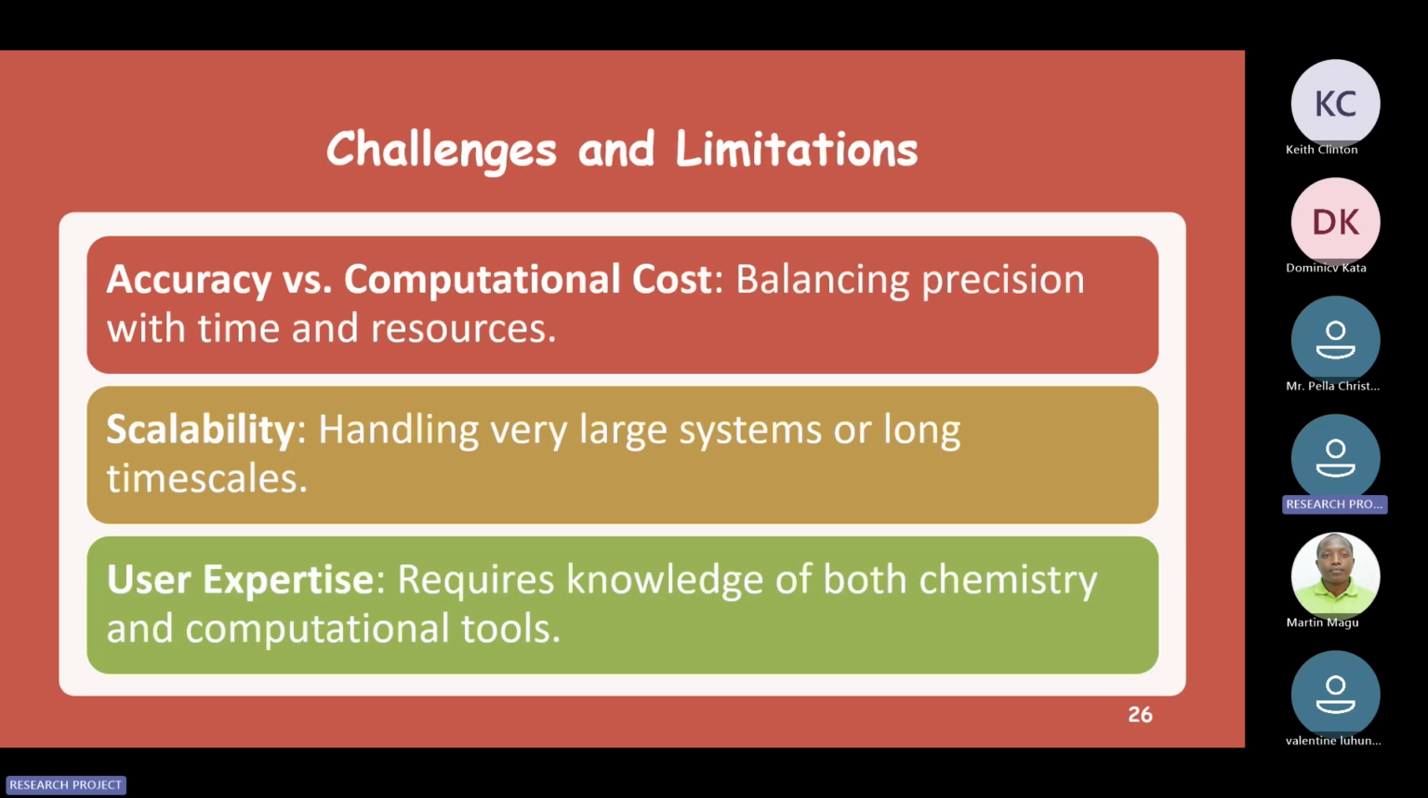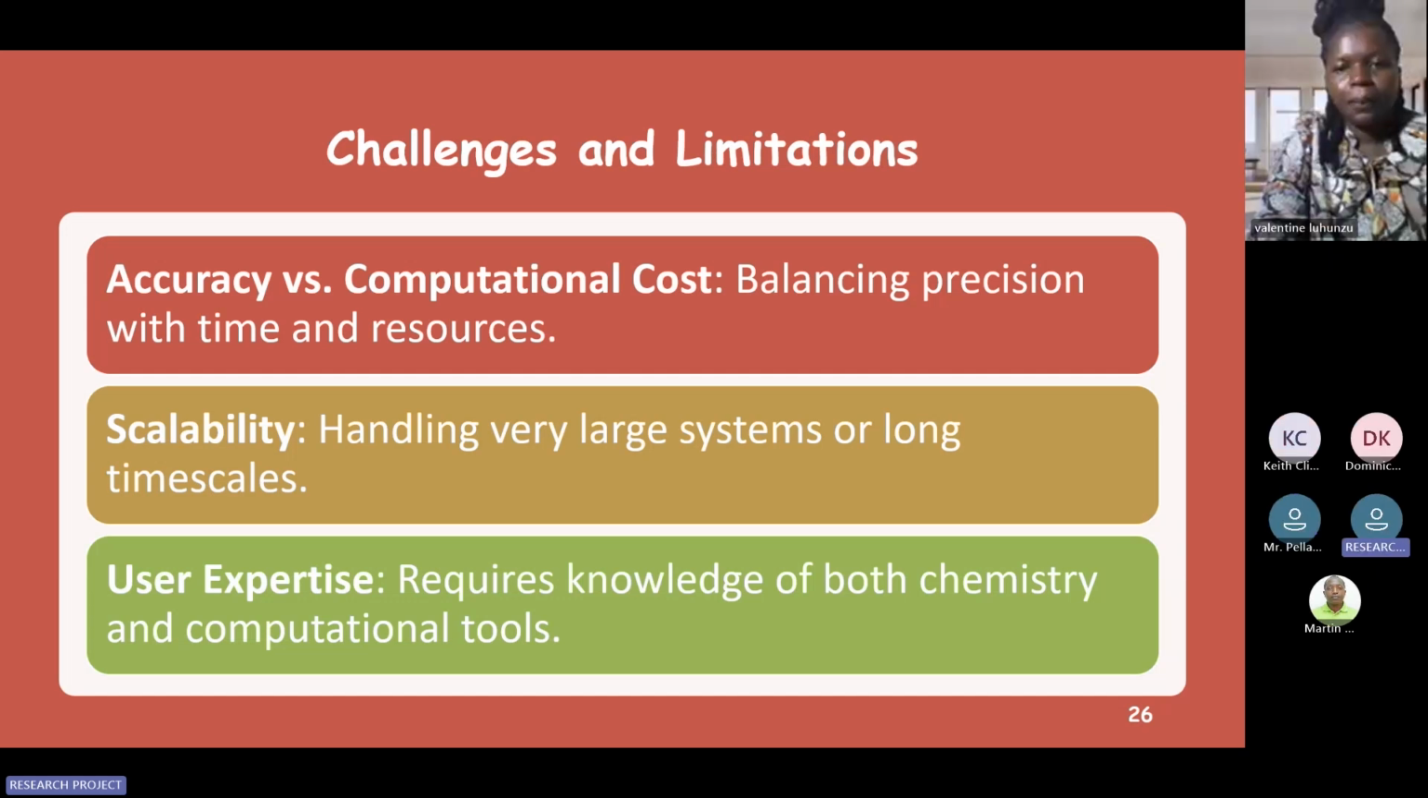In as much as it has its own advantages, there are a number of disadvantages, one of them being the accuracy versus the computational cost. So if you want to improve on accuracy and precision, it comes at a very high computational cost in terms of the resources, the skills, and also storage capacity that you require to have. So it's a question of balancing precision with the time and resources that you require to have.